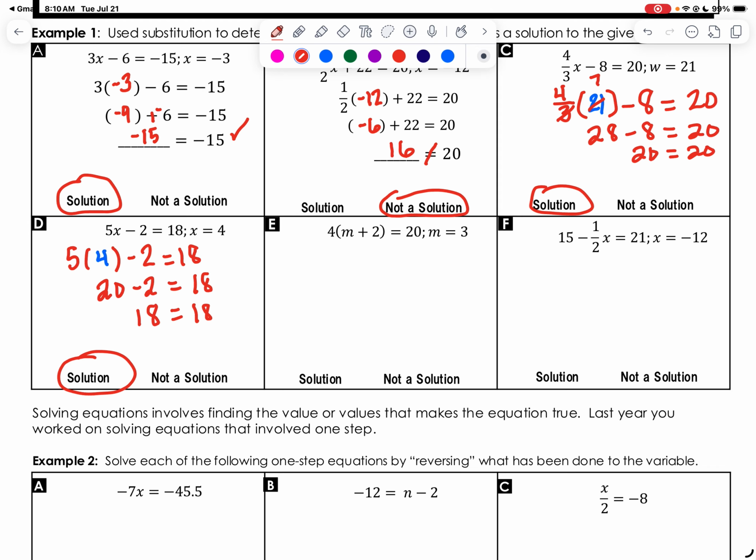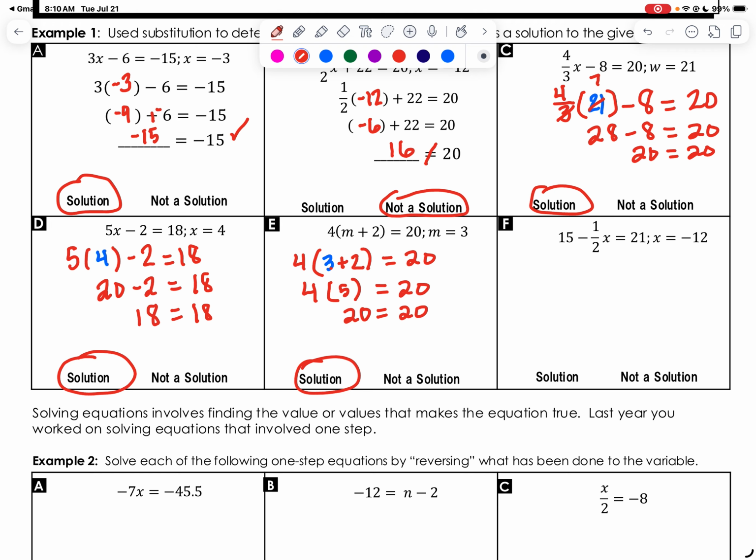All right, problem E. 4 times the quantity, m plus 2, is equal to 20. Is m equal 3 a solution? So 4, parenthesis, plug in a 3, plus 2, does that equal 20? Well, this would be 4 times 3 plus 2 is 5. So 20 is equal to 20. So therefore, 3 is a solution.